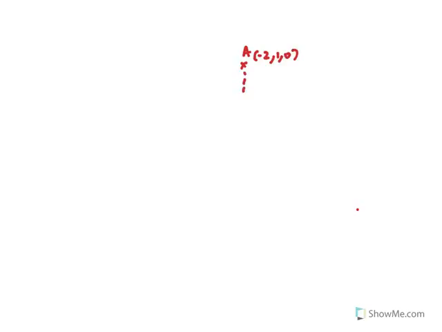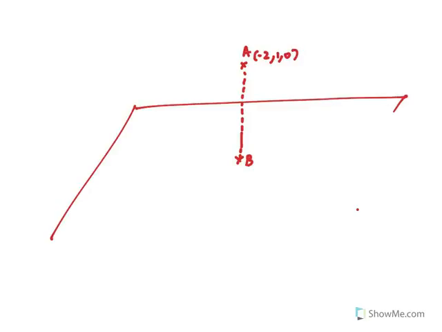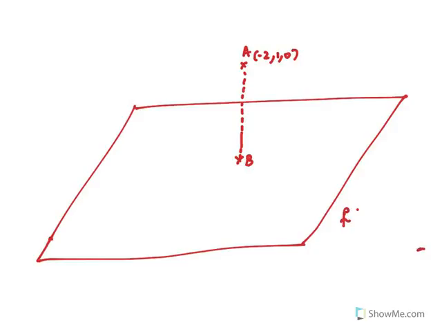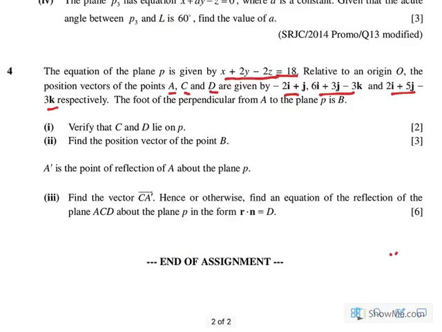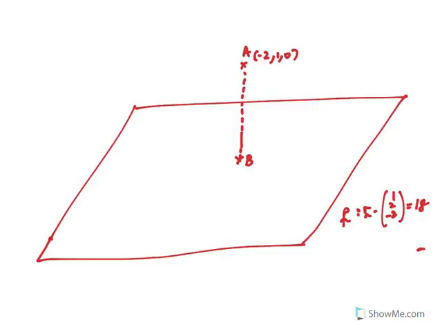Alright, this is the foot of the perpendicular to the plane, and the plane has the equation in this form. So first, we want to verify that C and D lie on plane P. So actually it's very easy. We want to verify that the position vector C satisfies the equation of the plane.